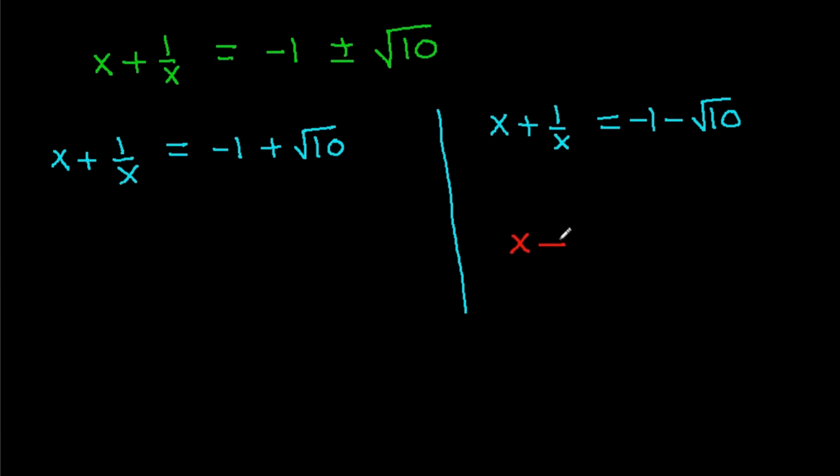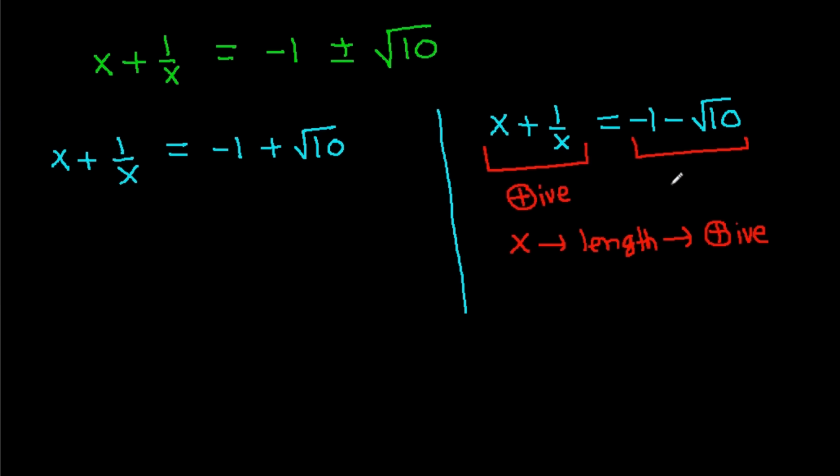And x is length, that should be positive. That means x plus 1 by x will be positive, and this is negative, so it is not possible. That means x plus 1 by x will be square root of 10 minus 1.